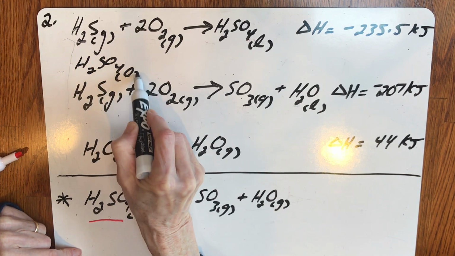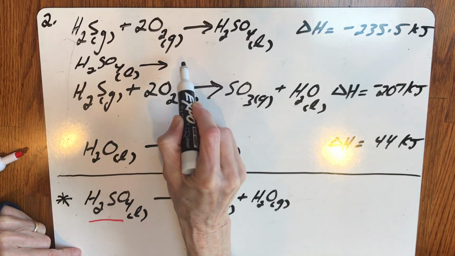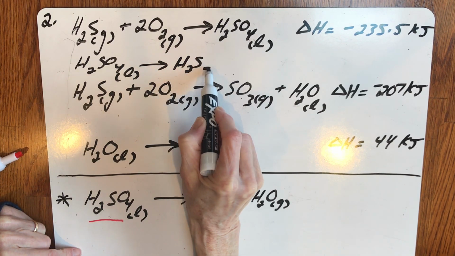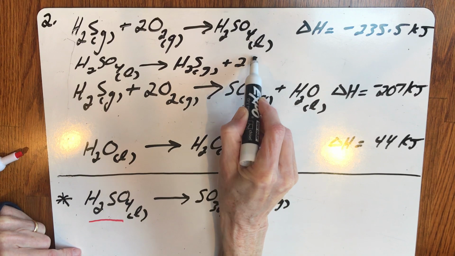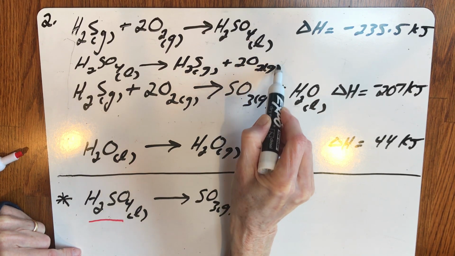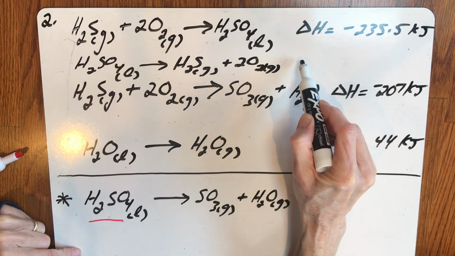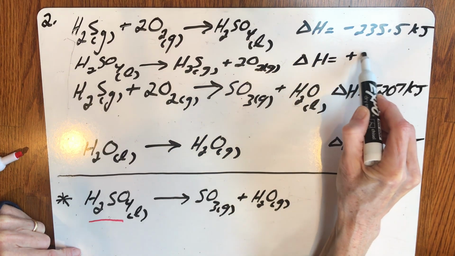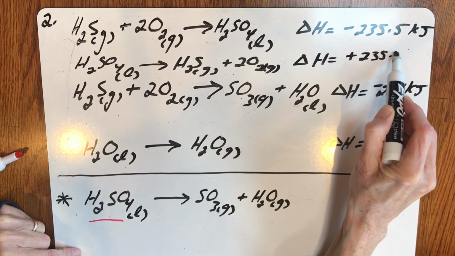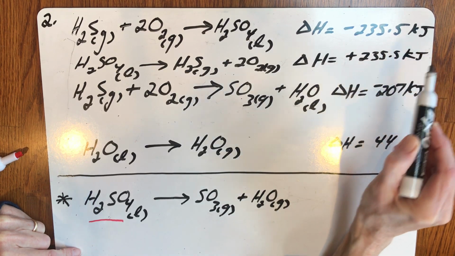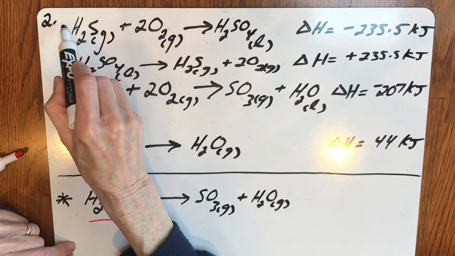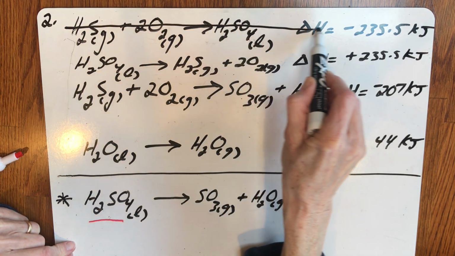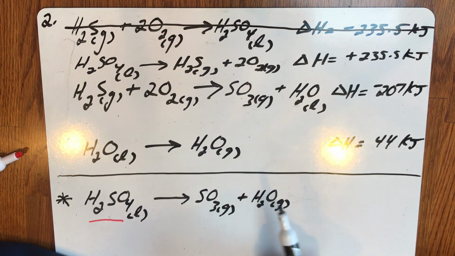H2SO4 liquid goes to H2S gas plus 2O2 gas, and what I have to do now is change the sign of the delta H since I flipped the reaction around. So it would look like that. So now this equation up here I don't use anymore. I would just run a line through it. So now I'm going to see what else I might have to do.